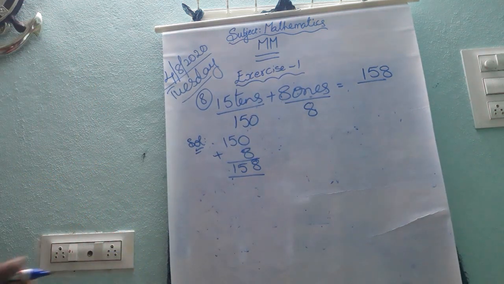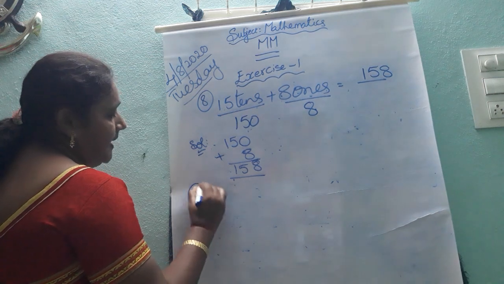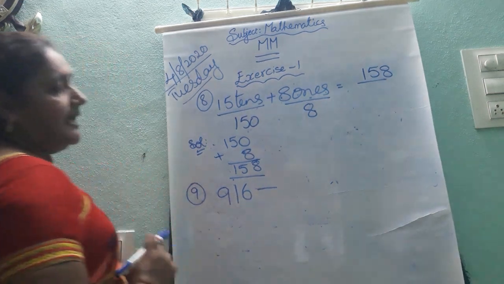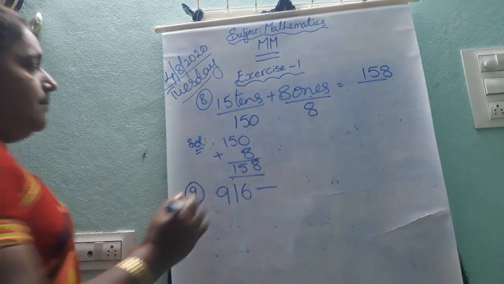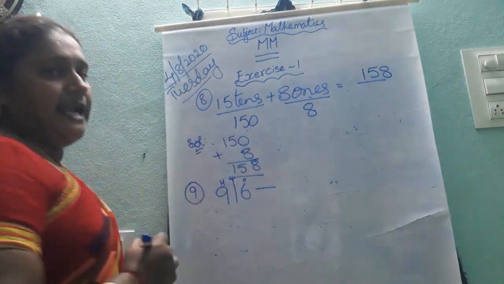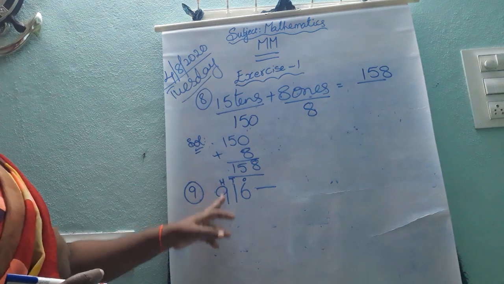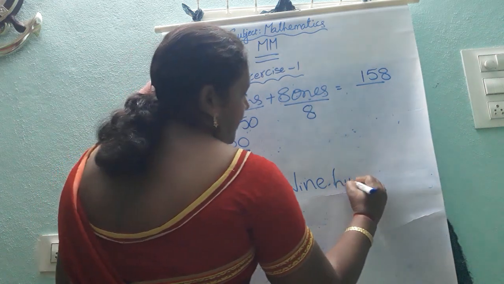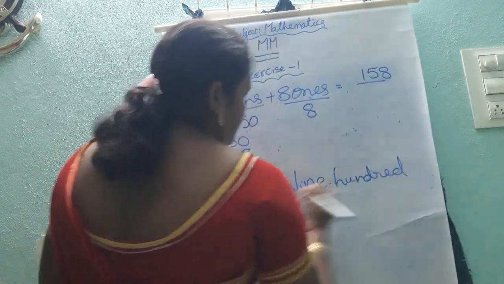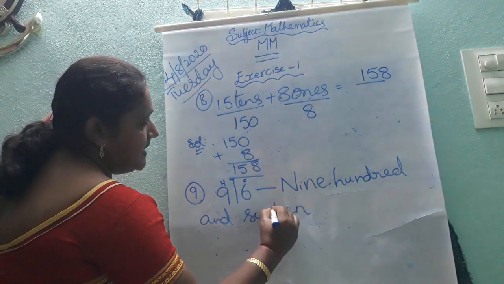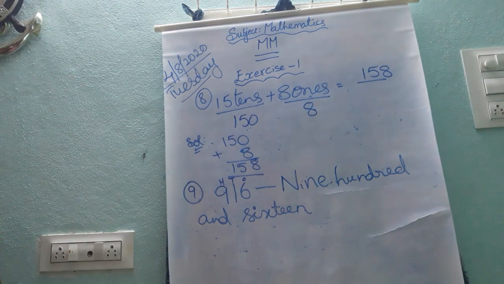Okay. Next they ask us to write the number name of the number. They give a number for us. They ask us to write the number name. How will you write the number name? Before writing the number name, first place the place values, ones, tens and hundreds. And then write the number name. 9 is at the hundreds place. 900 and 16. 916.